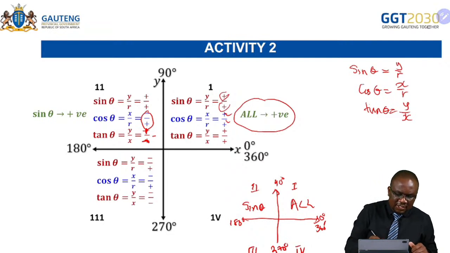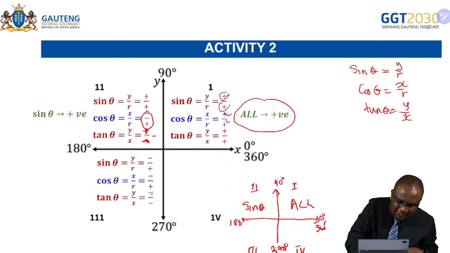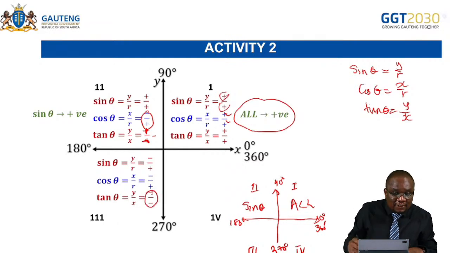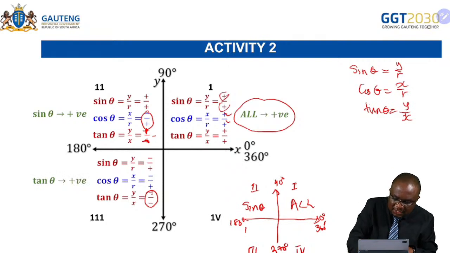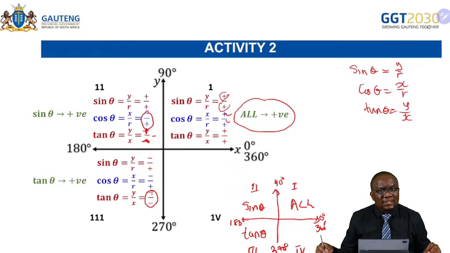And then tan theta: y is negative, x is negative. Negative divided by negative, you have positive. So it is only tan theta which is positive in quadrant 3, and the other two are negative. So just write tan theta there for quadrant 3.